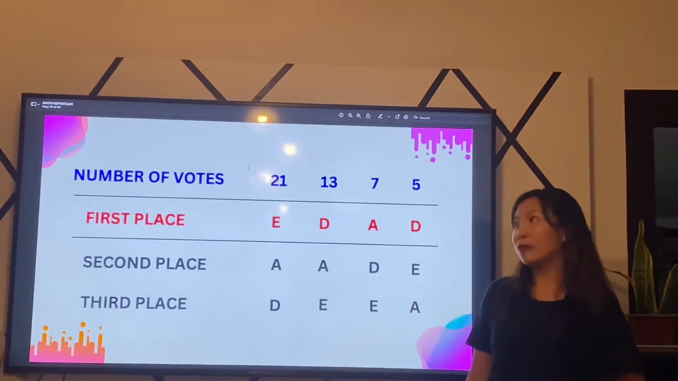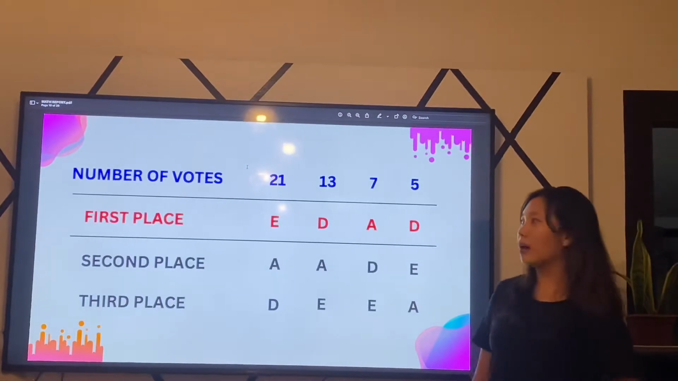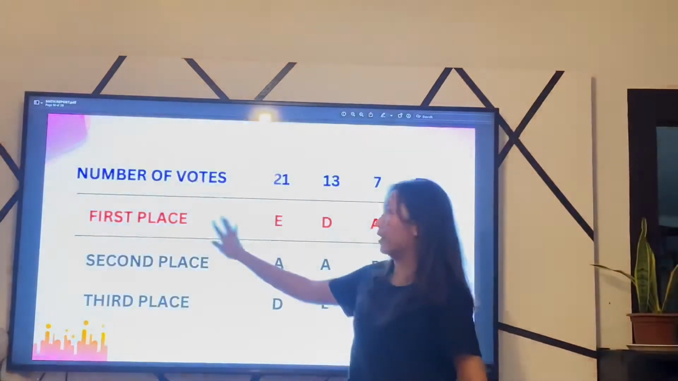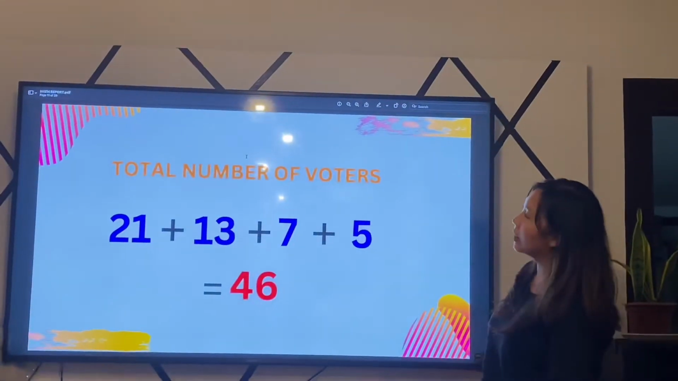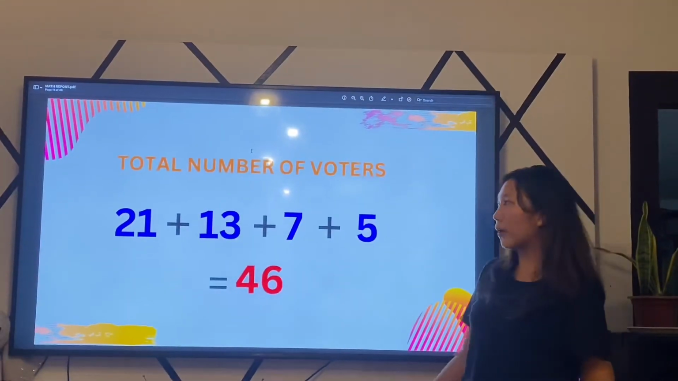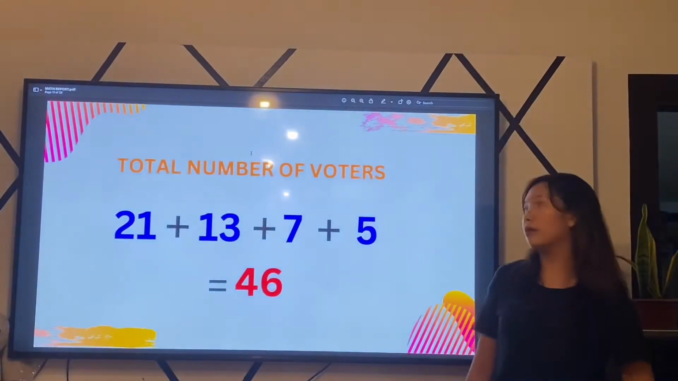Since with the plurality method of voting we only get the first place rank, we will just get this part. Next, we will add the number of voters. We have 21, 13, 7, and 5. That will be a total of 46.